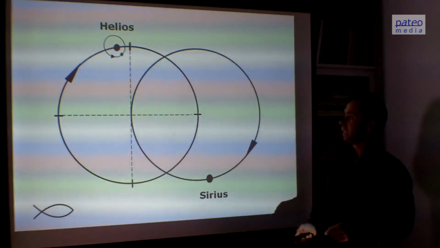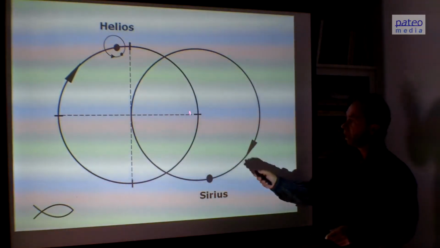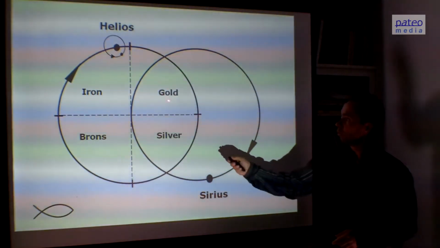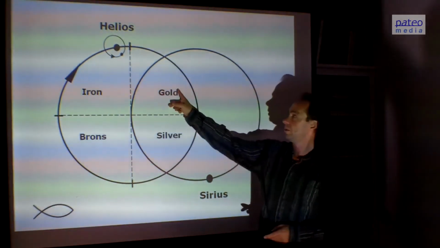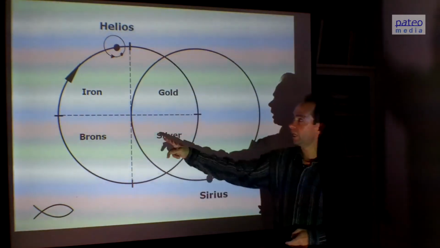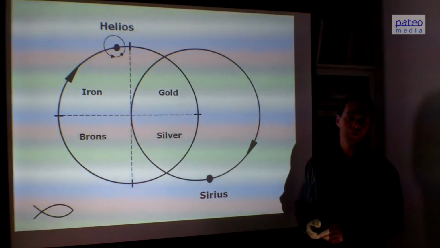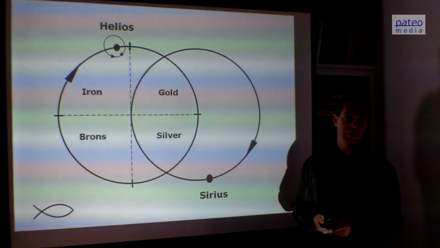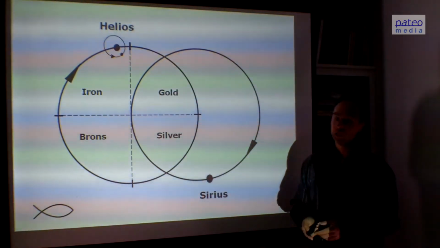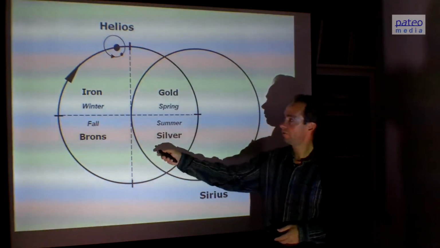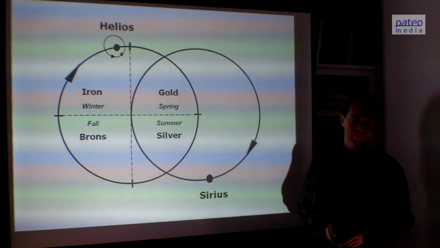Demarcation line. Here we see another one. And we have now 4 periods. This period is called the Golden Age, the Golden Period. Then we have the Silver Period, then the Bronze Period, and then the Iron Period. We are now at the end of the Iron Period, and we are soon to enter the Golden Age. You can say this is spring, this is summer, this is fall, and that is winter.